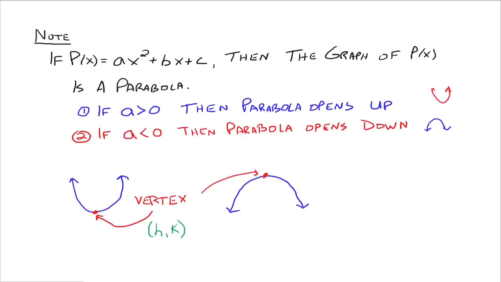There's also another part that's important. Right down the middle of our parabola here, there's this imaginary line. If you fold along that imaginary line that I've dashed here, the left side falls on top of the right side. These lines are called the axis of symmetry.